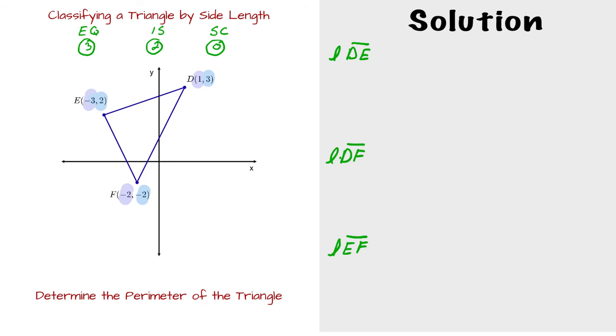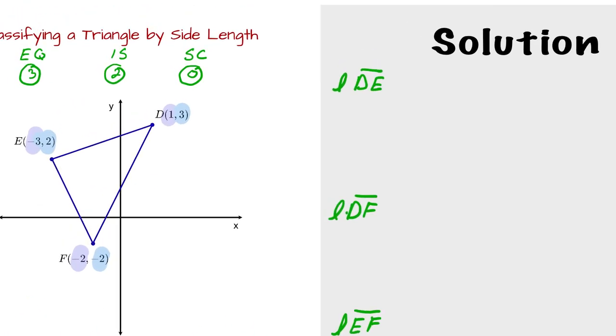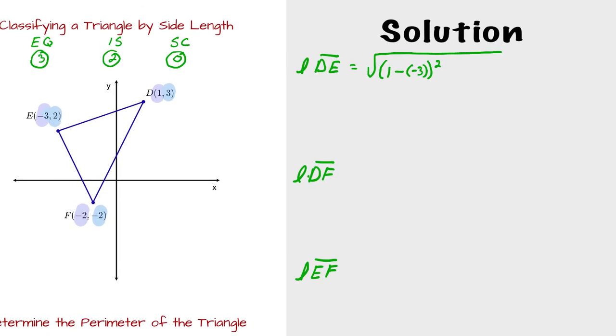Okay, now I'm going to fill in the formula. So from D to E, I'm going to be consistent. Doesn't matter which one you call point number 1 or point number 2, but you must be consistent. So D to E would be 1 minus -3, in brackets, squared. So I went from D to E. We're adding, and now the change of Y, 3 minus 2 all squared.